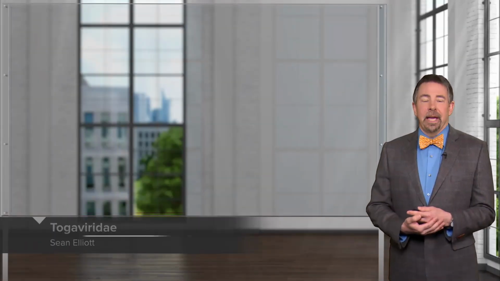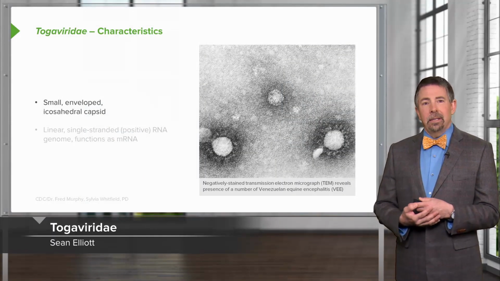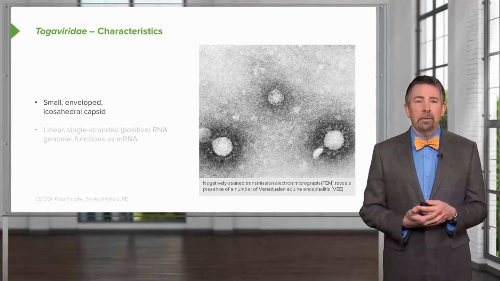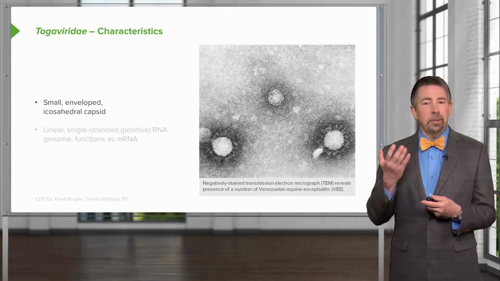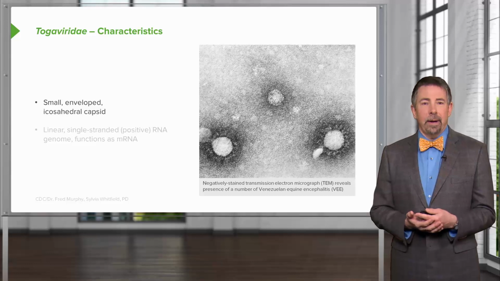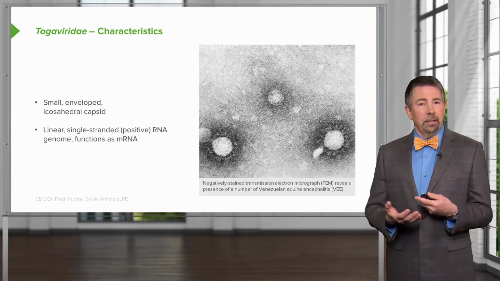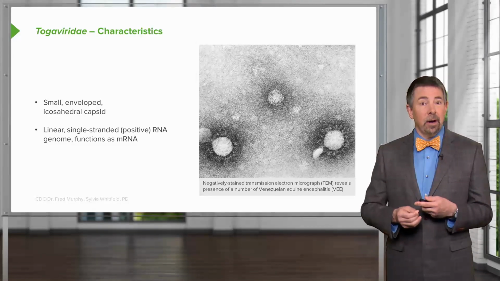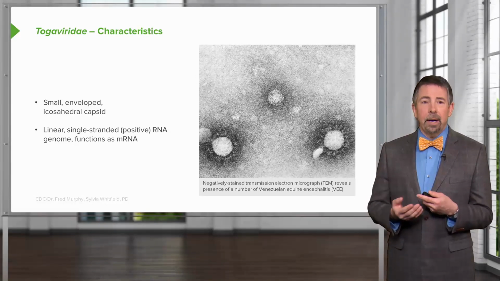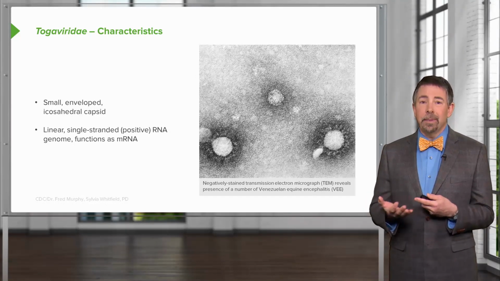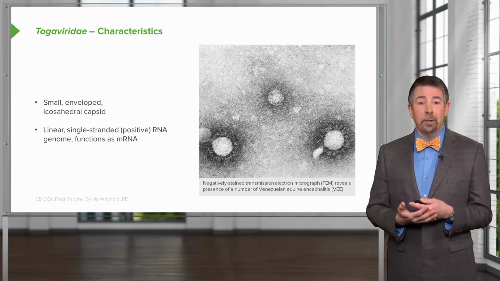The Togaviruses are small, enveloped icosahedral capsids, such as you see in front of you on the electron micrograph. They have a linear, single-stranded, positive-sense RNA genome, and keep in mind that positive-sense RNA functions as messenger RNA in terms of its transcription.